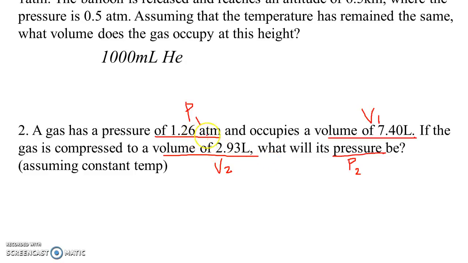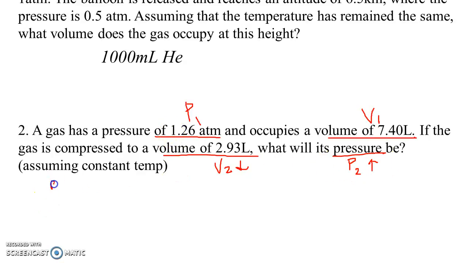Let's think about this then. Our original volume is 7.4 liters. And if we compress that, that's almost down to half. What's going to happen to the pressure? Okay, if we lower this number, because they're inversely related, that means the pressure should go up. So our number, whatever we solve for P2, should be greater than 1.6.